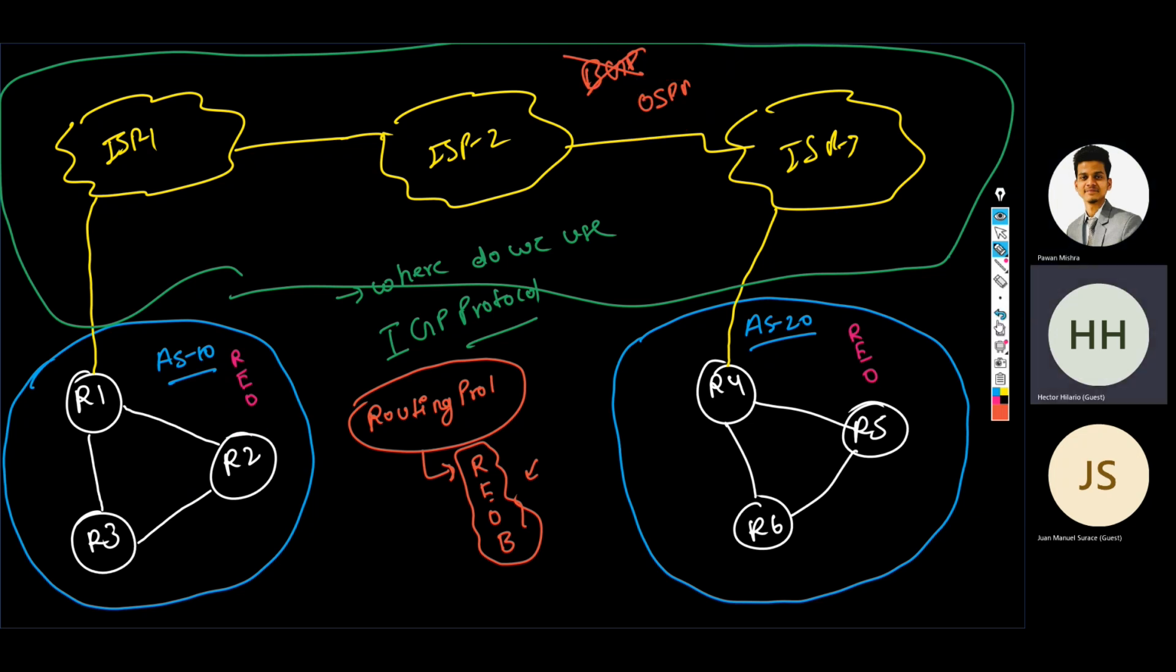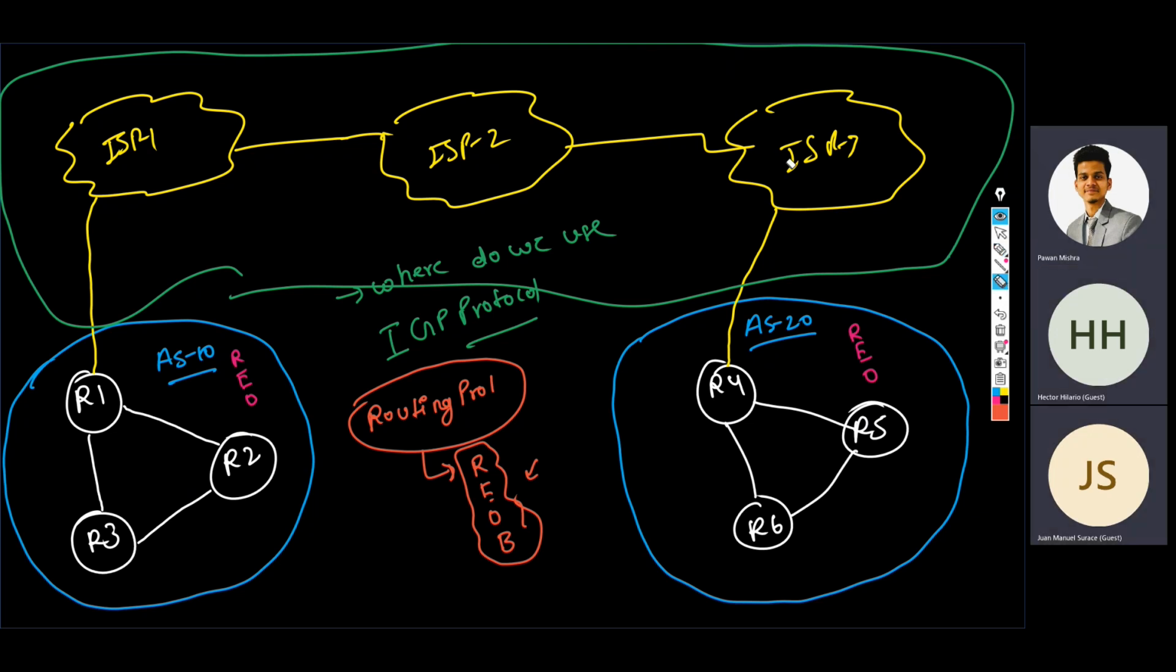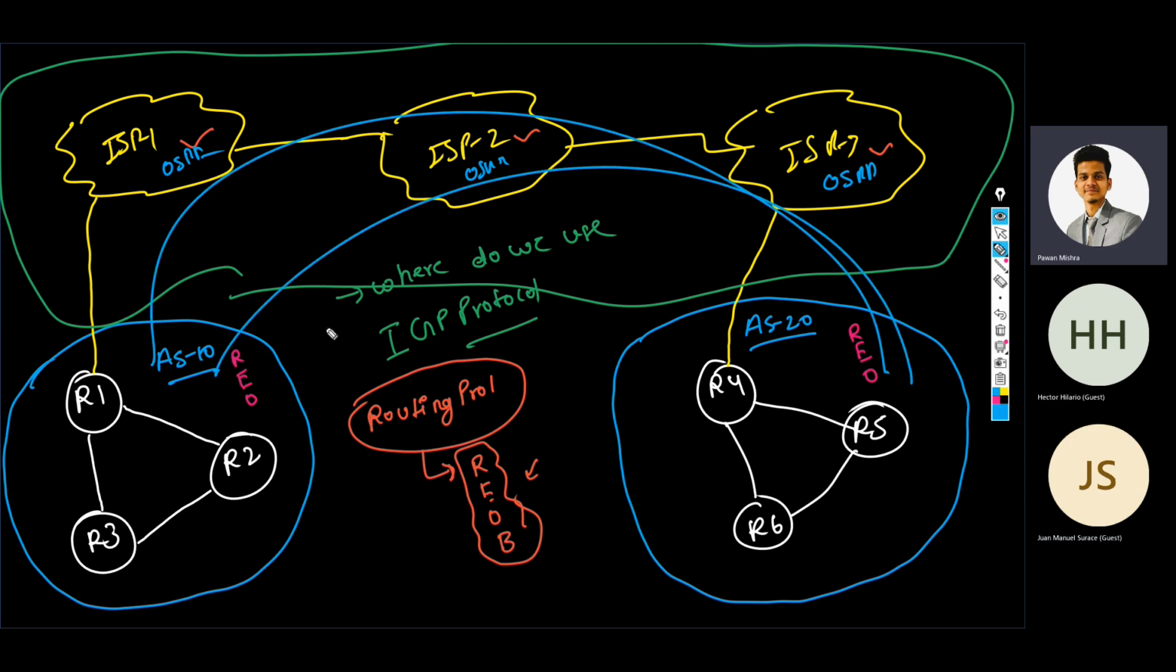Everyone knows BGP is an EGP protocol, exterior gateway protocol, used to communicate between two different AS. But let's take an example. I'm the owner of ISP1, ISP2, and ISP3, and I'm using the OSPF protocol in all of them. Still, they will share the routes from here to here. So what is the problem? Why are we using BGP specially?